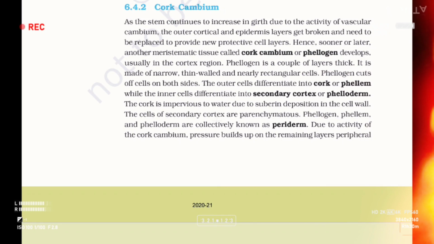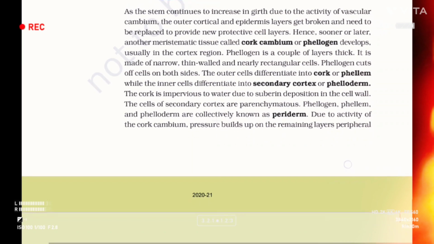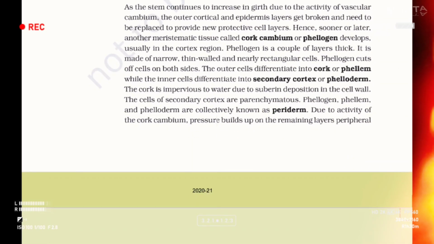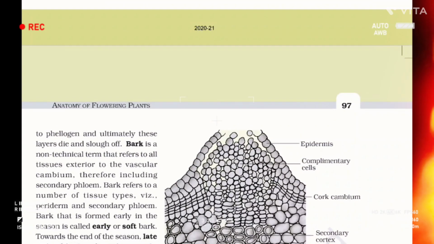The cork is impervious to water due to suberin deposition in the cell wall. The cells of secondary cortex are parenchymatous. Phellogen, phellem, and phelloderm are collectively known as periderm. Due to activity of the cork cambium, pressure builds up on the remaining layers peripheral to phellogen, and ultimately these layers die and slough off.